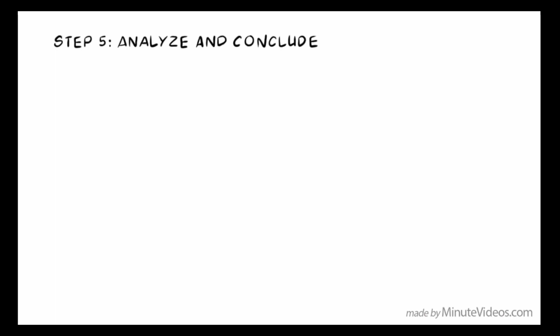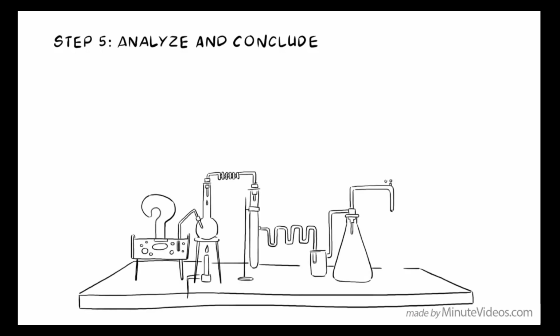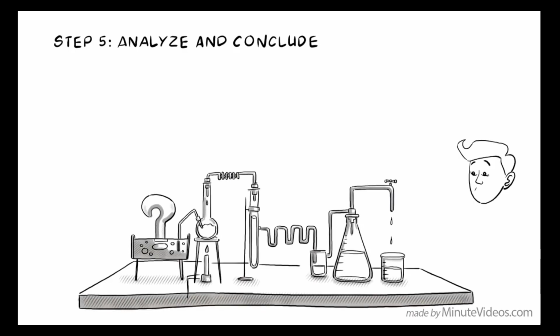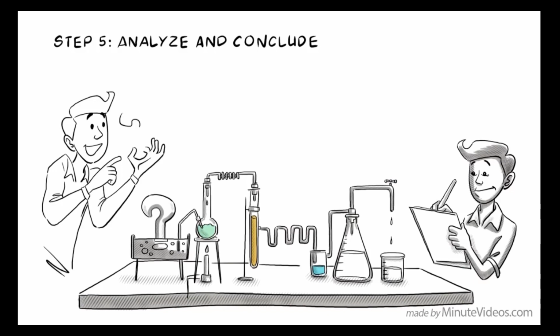Step 5. Analyze and conclude. Let's assume that you designed a very careful experiment, controlling for as many variables as possible. Now you can analyze the data to see if your hypothesis is correct or incorrect. Depending on your findings, you may want to change your hypothesis or change the design of your testing. Perhaps you have discovered an even more interesting question.